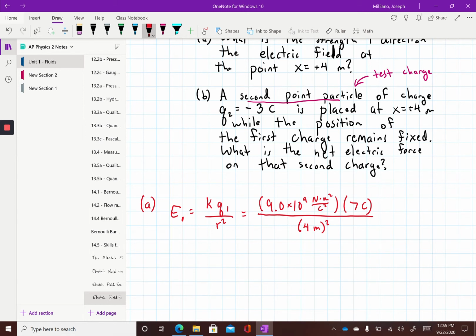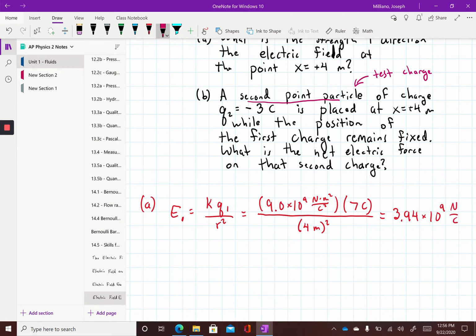And if I plug all of that into a calculator, we've got 9e9 multiplied by 7 divided by 4 squared, which is 16. It's a really big number, which, 7 coulombs is a lot of charge, so we expect that. So I got 3.94 times 10 to the 9th newtons per coulomb.